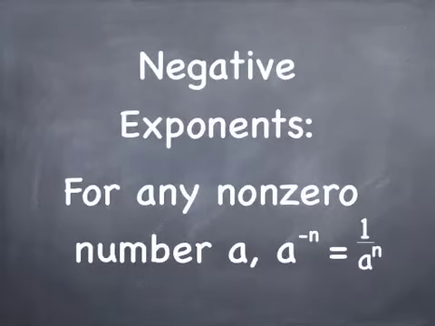Now let's talk about negative exponents. For any non-zero number a, where a is the base, your base raised to a negative exponent is going to be equal to 1 over the power with a positive exponent. So for any non-zero number a, a to the negative n power is equal to 1 over a to the positive n.